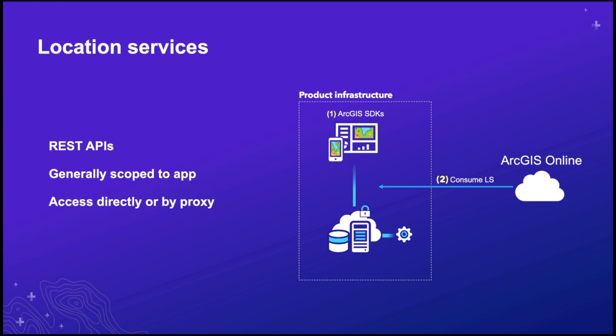And that could be the geocoding service or the world routing service. You don't need to use the SDKs to call out to those hosted services. They're just REST APIs. You can call them directly.